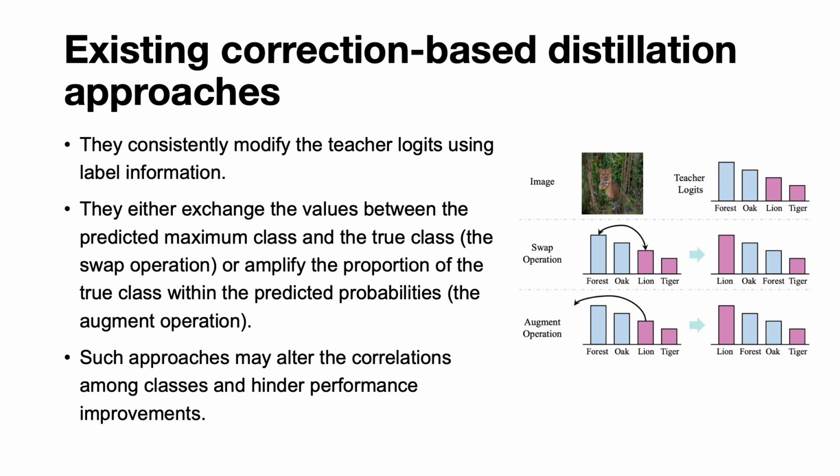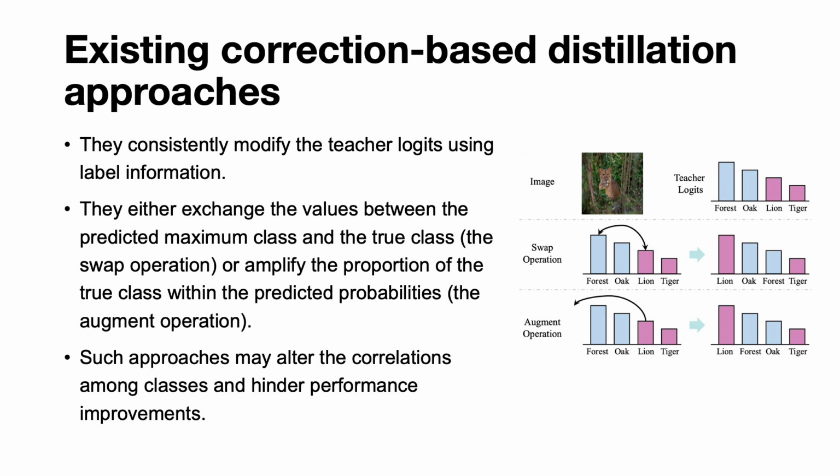Existing correction-based distillation approaches consistently modify the teacher logits using label information. They either exchange the values between the predicted maximum class and the true class, which we called the swap operation, or amplify the proportion of the true class within the predicted probabilities, which we called the augment operation. However, such approaches may alter the correlations among classes.